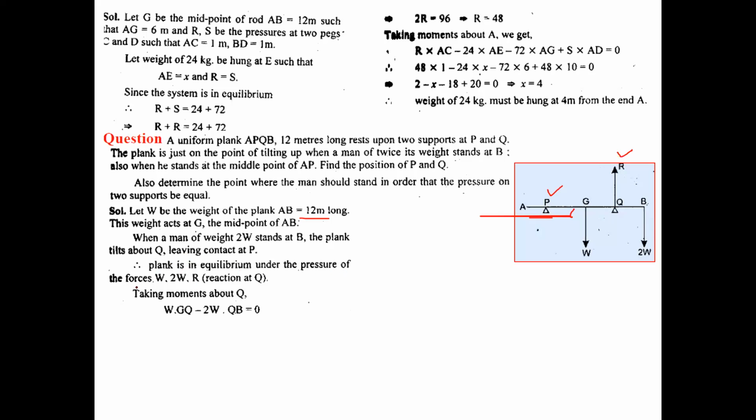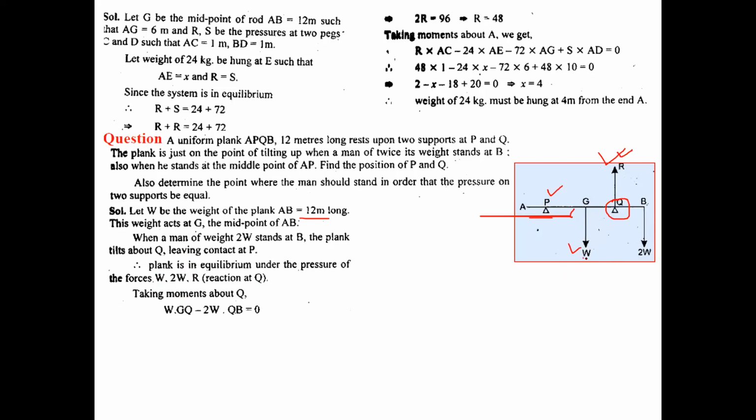The plank is in equilibrium under the action of the forces. So three forces are there, W, 2W and R, taking moments about Q. Why are we taking moments about Q? Because we don't know the value of R. And if we don't know the value of R, it is convenient to take the moment about the point through which R is passing, because then the moment of R will be 0.